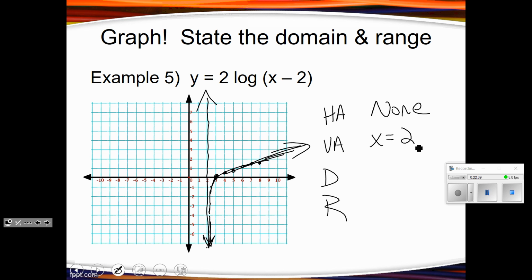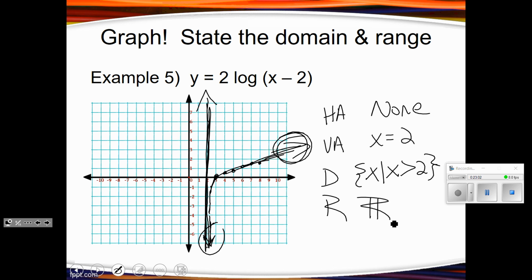Domain, forever right, but only to 2 going to the left. So we would say all x such that x is greater than 2. And we say greater because it's on the right side. Okay, it's on the positive side of 2, so greater. And our range, how far up? Forever. And how far down? Forever. So that would be all real.